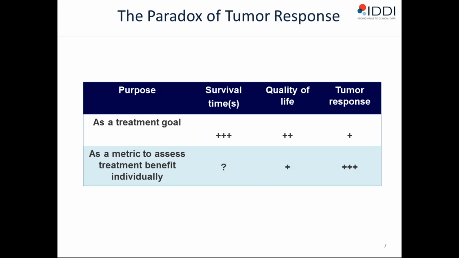Tumor response is the best indicator of treatment benefit in individual patients. So this is what I'm trying to call a paradox here. Something that is not very good as a treatment goal is tremendously useful and important in managing individual patients.